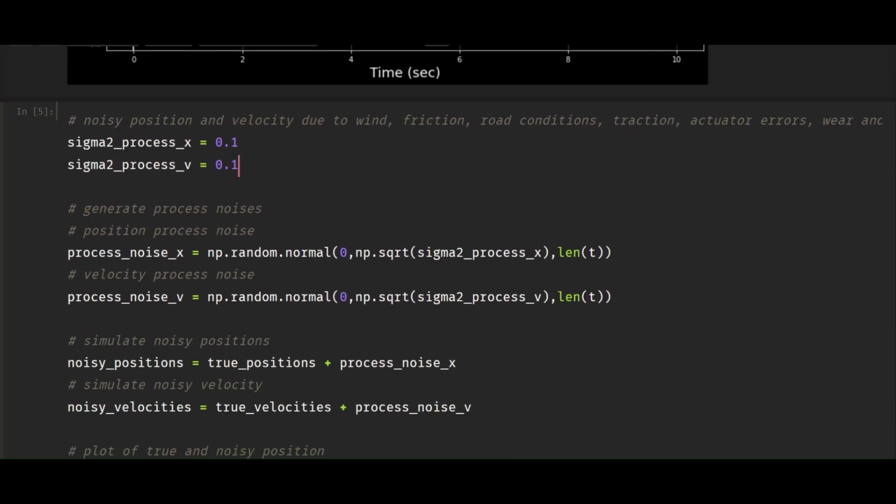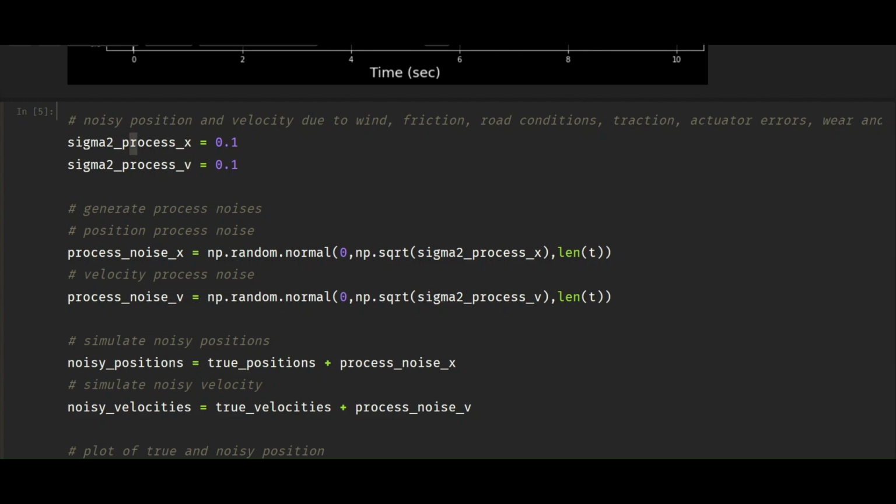Now I'll introduce a process noise in the system. Essentially, in real life, the car's motion is not perfect. There are various factors like wind, friction, and road conditions and engine performance, etc., that introduce noise into the position and the velocity channel. So I'm modeling this process noise. Firstly, throughout this code, x will represent position and v will represent velocity. So this is the convention.